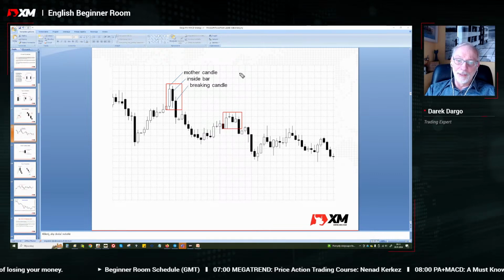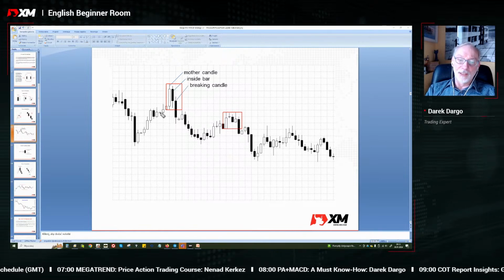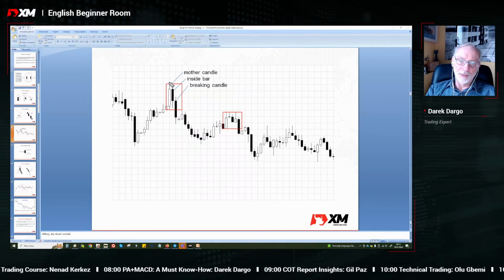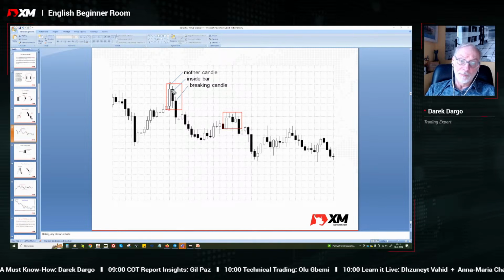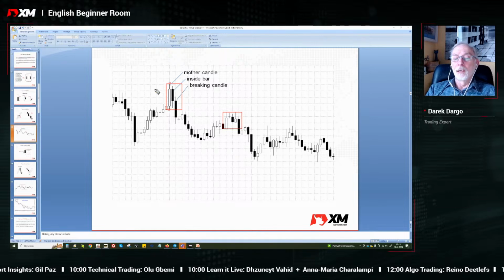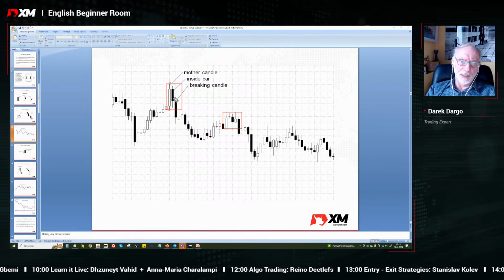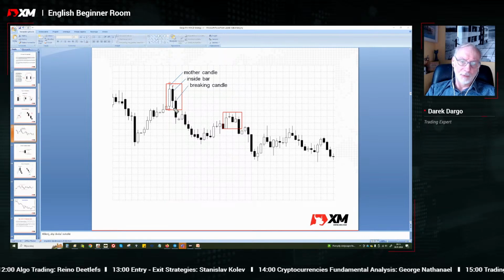So the inside bar is built of three types of candles. Mother candle is the candle which is creating the pattern. This is the size of the pattern in that moment. So from the top to the bottom, maximum and minimum, they create the area. Then comes the inside bar. Inside bar, it's very important that its maximum is lower than this maximum, and minimum is higher than the minimum of the former candle. Then we can say this is an inside bar.